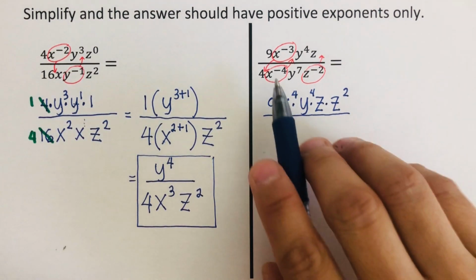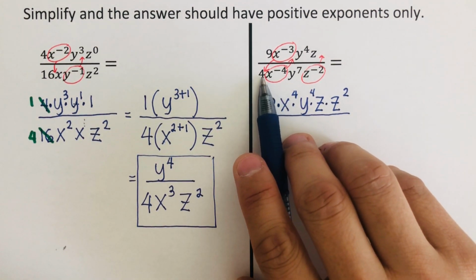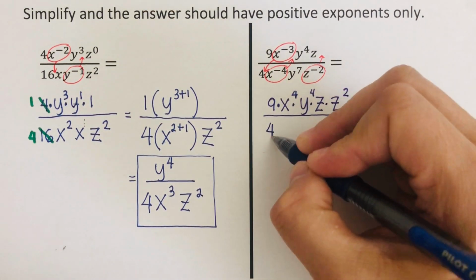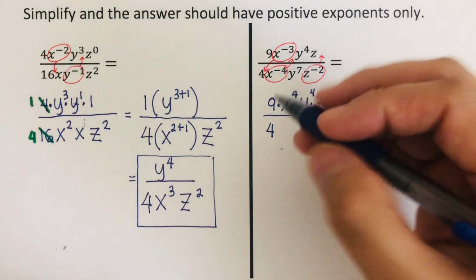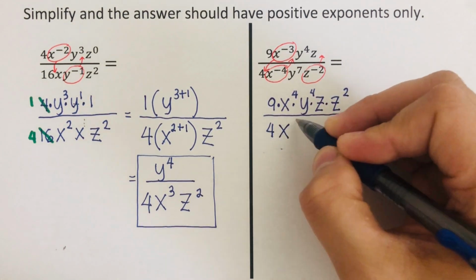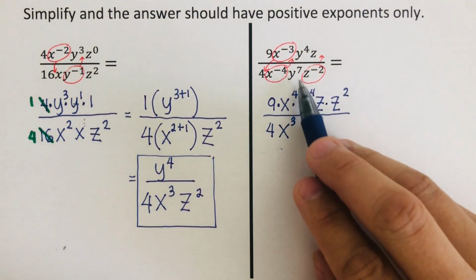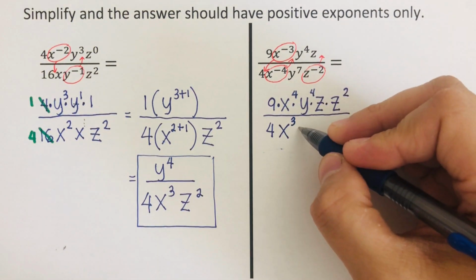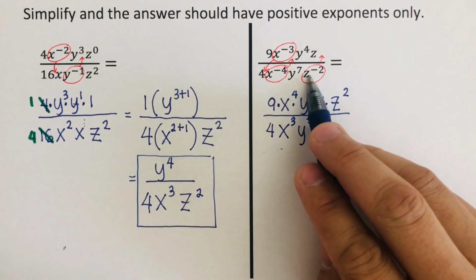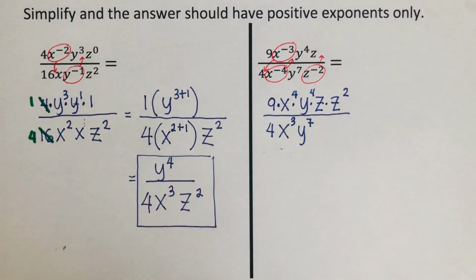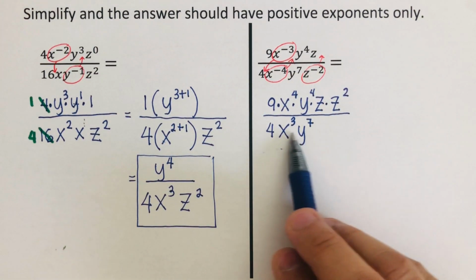And then from here, we are going to look at the ones that are at the bottom. So we get the 4. And then remember, this x to the negative 3 was moved to the bottom. So this would come out x to the positive 3 now. And then y to the 7 was kept there. So I'm just going to go ahead and write y to the 7. And then the z to the negative 2 was moved up, so it's gone. So these are the only left over at the bottom.